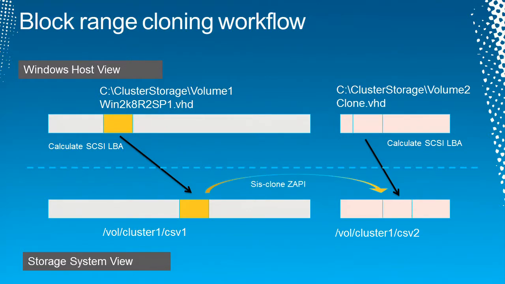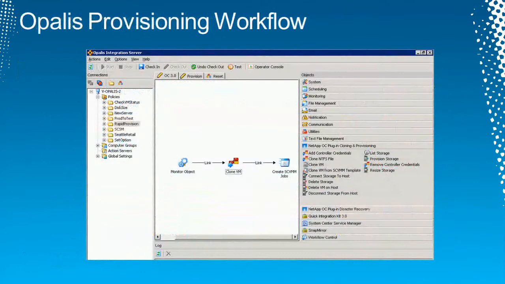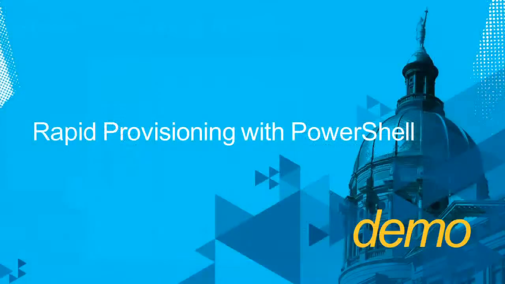Once we have this arranged, we call the sysclone ZAPI. ZAPI is our API, and then the filer under the covers makes the two block ranges the same, and now you have a running machine. This is how you would set this up in Opalis, and this is the demonstration that I'm going to give in the next session. So let's see how we do this in PowerShell.